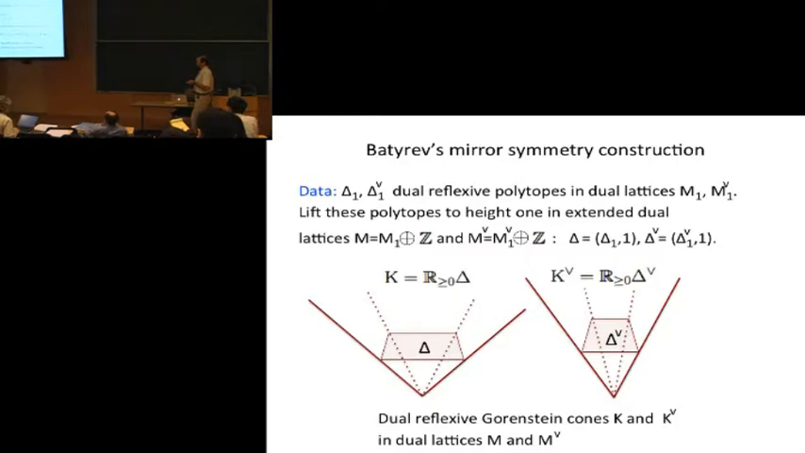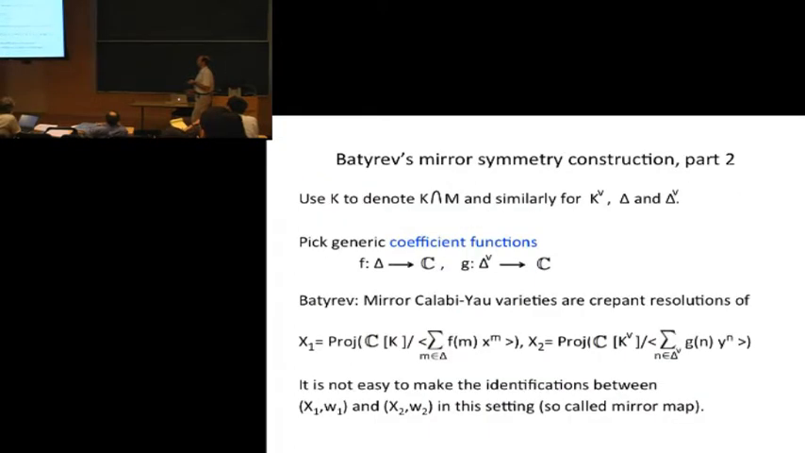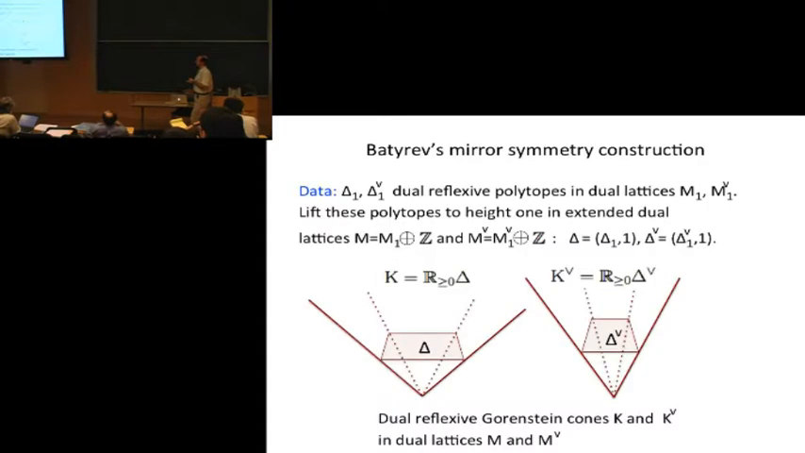Then you pick generic coefficient functions. So there are some lattice points in delta, some lattice points in delta dual. You assign to each of them a complex number in a general way. And then the two Calabi-Yaus that would come from mirror families are resolutions, orbifold resolutions for dimension 3. You can do the usual crepant resolutions of this Proj of C[K], the sum of f_m x^m. What it is, you take a semigroup ring of the lattice points inside this cone, take its Proj, it's a toric variety, and then the coefficients define your hypersurface in that toric variety.